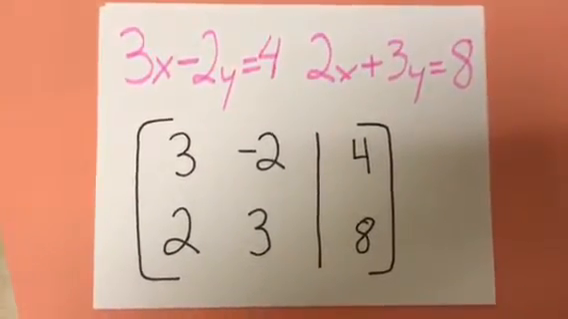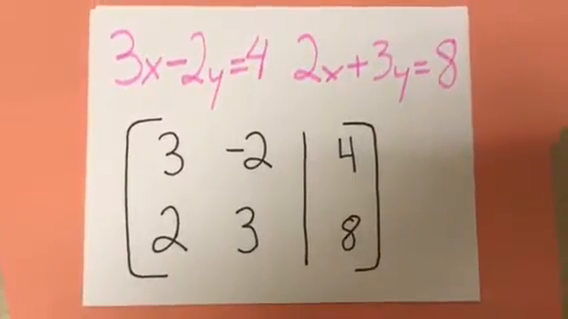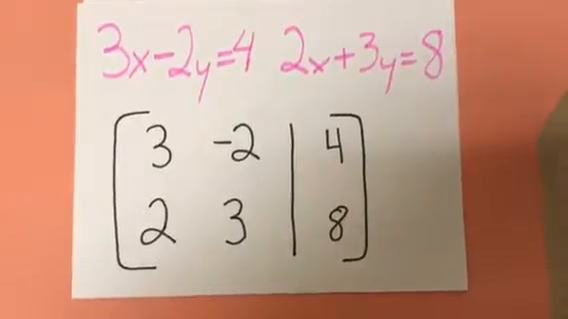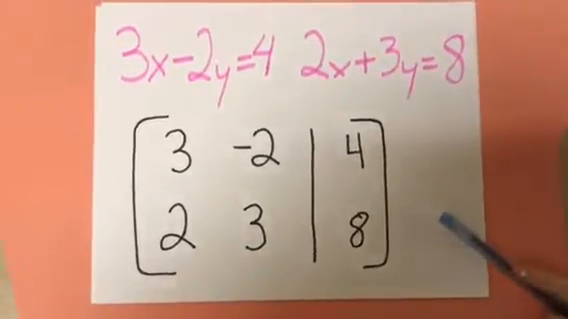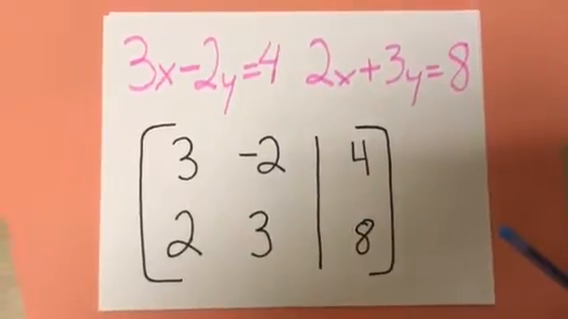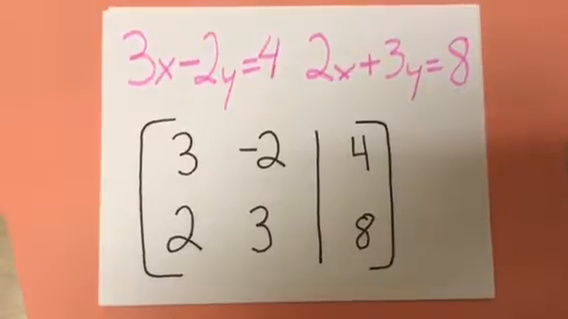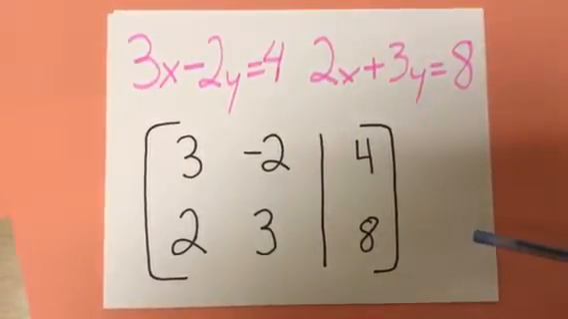To start off, say we have the linear equations 3x minus 2y equals 4 and 2x plus 3y equals 8. Our matrix will look like this. What we did was we brought down the coefficients and the constants and arranged them into this array.